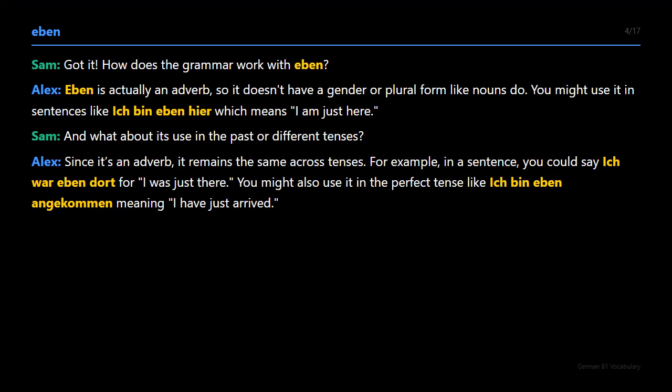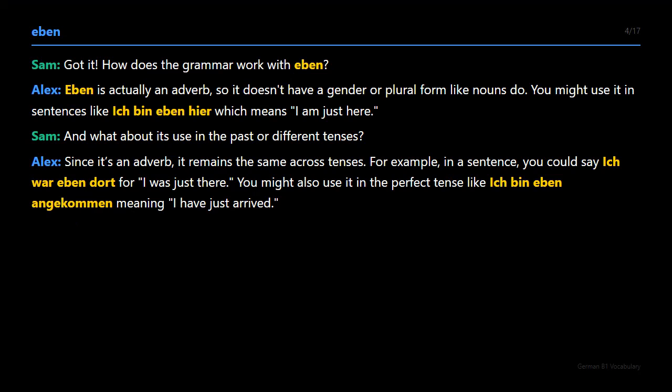And what about its use in the past or different tenses? Since it's an adverb, it remains the same across tenses. For example, in a sentence, you could say, Ich war eben dort, for I was just there. You might also use it in the perfect tense like, Ich bin eben angekommen, meaning I have just arrived.